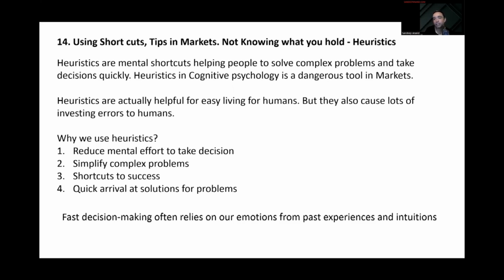Now, it's cognitive psychology. Heuristics is a dangerous tool in investing. It's a great tool in life. Heuristics are nothing but mental shortcuts helping people to solve complex problems and take decisions quickly. We have shortcuts in every aspect of life, whether in learning subjects like math, science, physics, or English, learning languages, learning driving, learning any game. Everything we learn has shortcuts to achieve success.